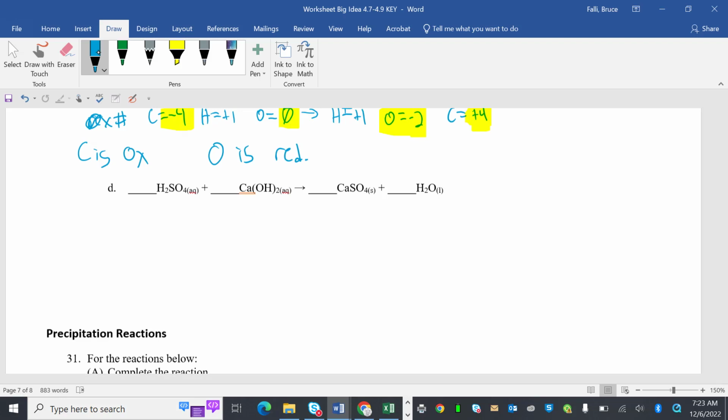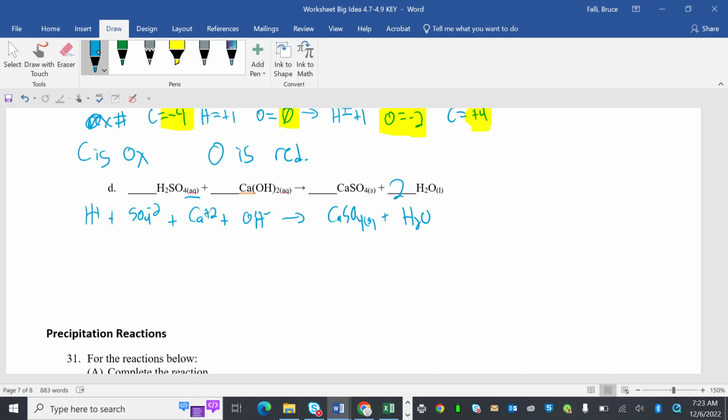Anything I can cancel out? Nothing. Okay, so let's ionize it. H positive plus SO4 negative 2. It's aqueous and a strong acid. Plus calcium plus 2 plus hydroxide, strong base, it's ionized 100%. Yield CaSO4 plus H2O. And that's a solid, so I write it together. I should have balanced this, I suppose. I think that's it. Yep.